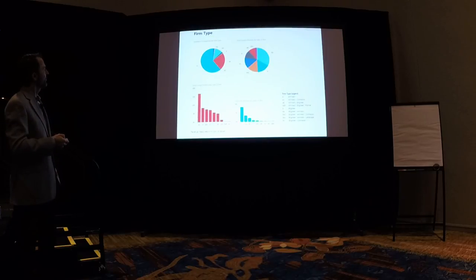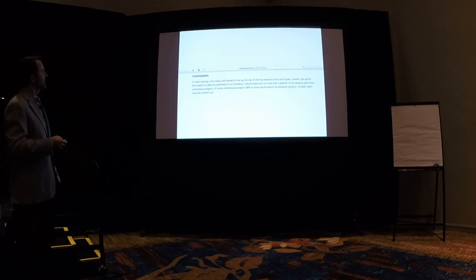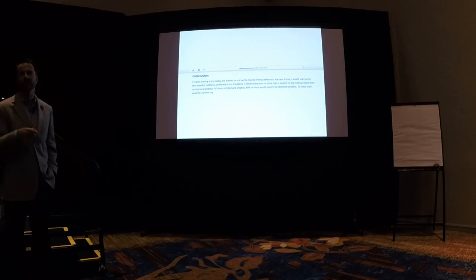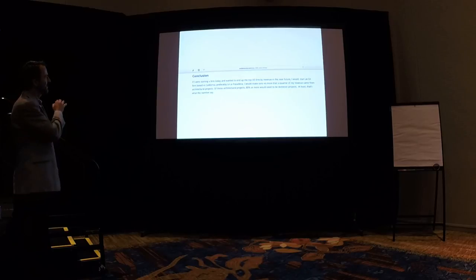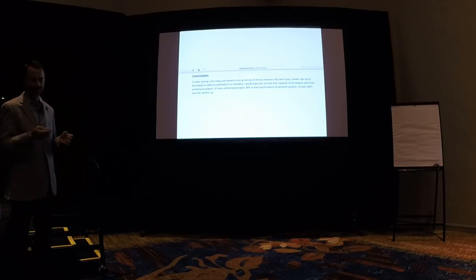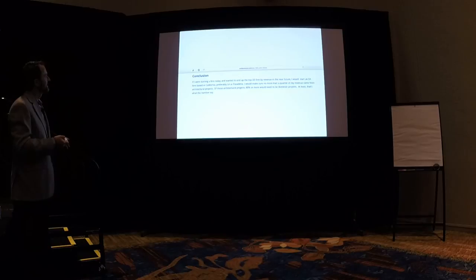Different firm types. And I like this conclusion. He says, if I were starting a firm today and wanted to end up in the top 300, I'd put it in California, preferably LA or Pasadena. I'd make sure that no more than a quarter of my revenue came from architectural projects, meaning that you had other services. And of those projects, 80% would be domestic. At least that's what the numbers say. And you know, the power of the infographic is that if you were looking at those charts, you could come up with a similar conclusion.